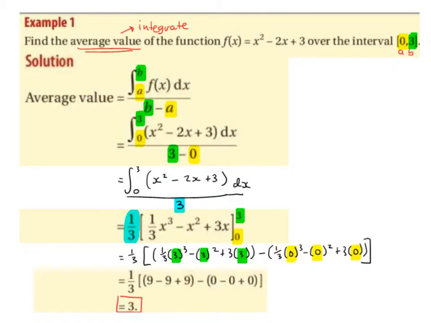So then we integrate. The integral of x squared is a third x cubed, the integral of minus 2x is minus x squared, and the integral of 3 is 3x. So we have a third in front, don't forget about that.